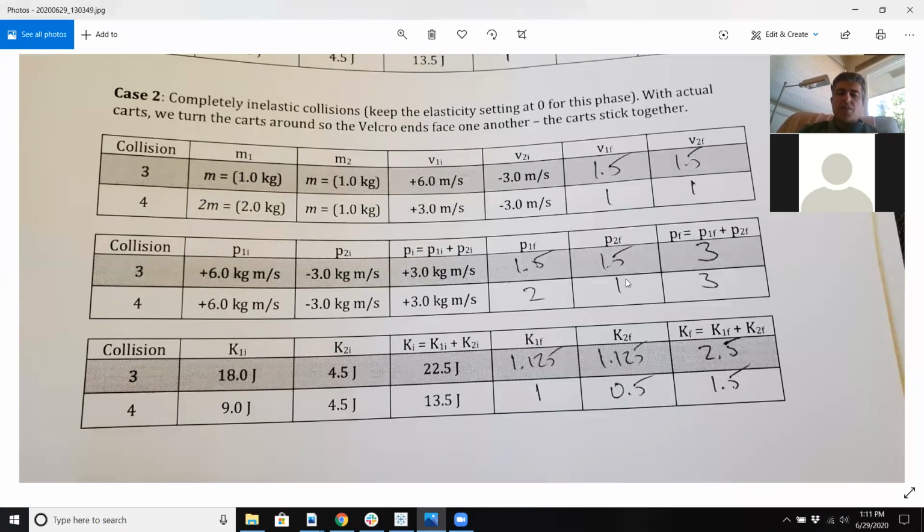Where it gets interesting, the kinetic energy drops significantly. If you were to calculate the kinetic energy in 1/2 mv squared for each of these, you get 1.125, 1.125. The square of 1.5 is 2.25, you got to take half of it. Or if you do it for 1/2 mv squared for this one, you get 1 and you get 0.5, if I'm not mistaken. And so again, we do see a huge drop in their total kinetic energies.